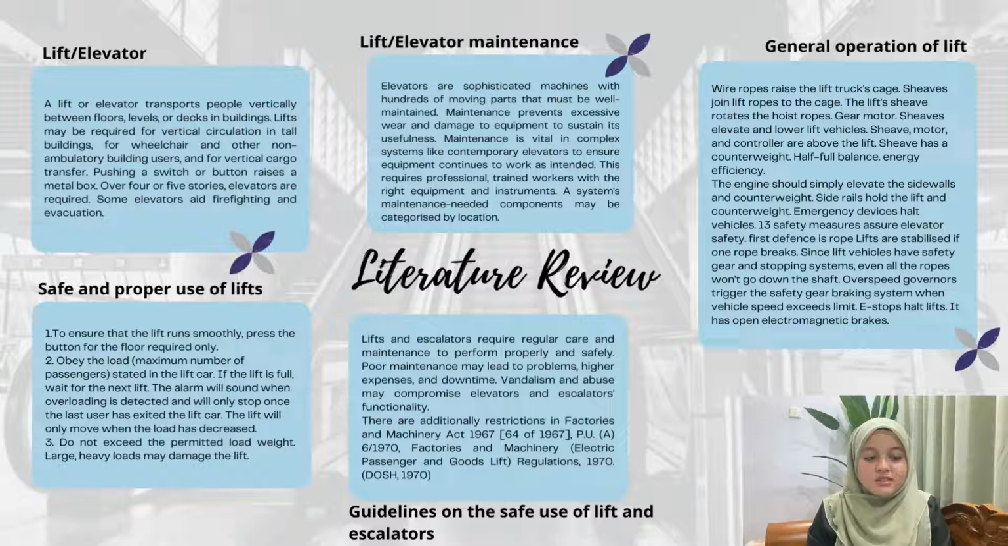The first defense is that the ropes of the lift are stabilized if one rope breaks. Since lift vehicles have safety gear and a stopping system, even if all the ropes break, the car won't go down the shaft. Overspeed governors trigger the safety gear braking system when vehicle speed exceeds the limit. It stops and will halt the lift. It has open electromagnetic brakes.